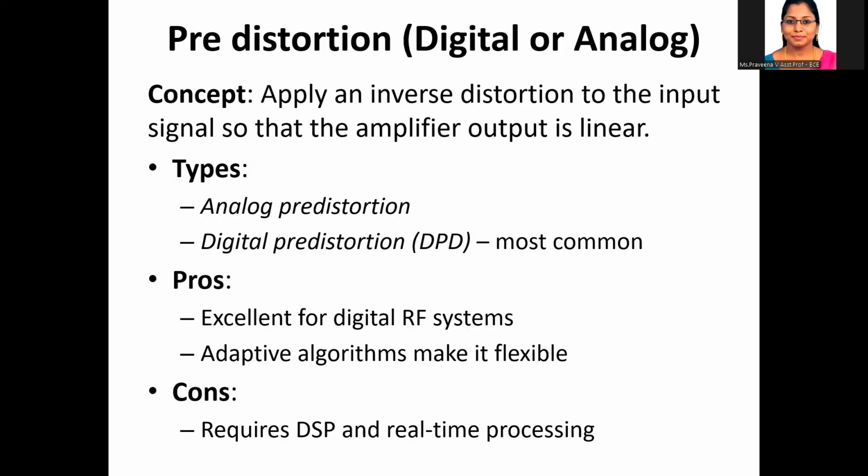If you plot a graph, with both x-axis and y-axis, it gives a linear output. So there are two types of pre-distortion, that is analog pre-distortion and digital pre-distortion. Analog pre-distortion is implemented using analog circuits, and digital pre-distortion is implemented using digital signal processing, that is DSP.